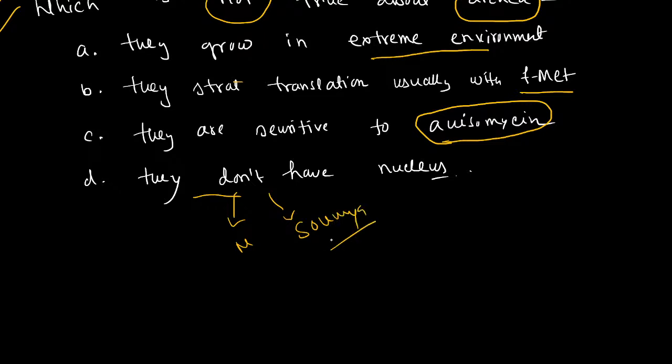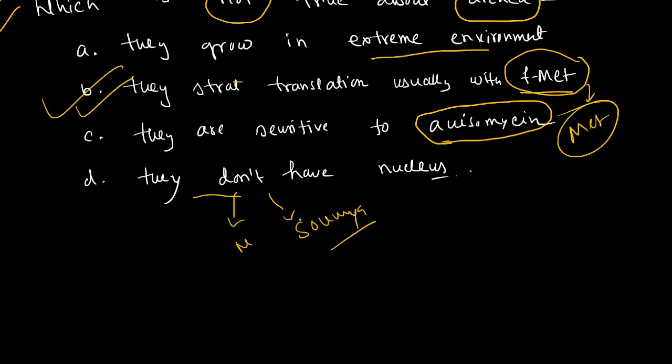Okay, B is not true, because they always initiate their translation through methionine, like in case of eukaryotes. They just begin their translation through methionine, not fMet. This is the main difference between archaea and bacteria. Please remember. No, no, Fuzia, not D. It is true. They don't have a nucleus. It's true. I am asking you about which one is not true. Okay, they don't have a nucleus. Really, they don't have a nucleus.